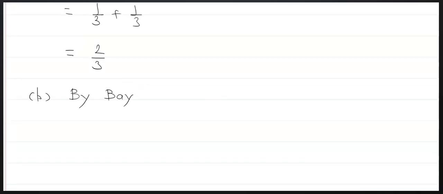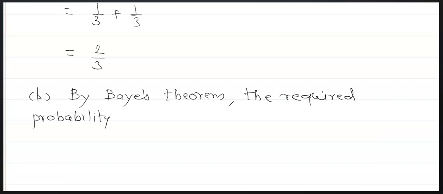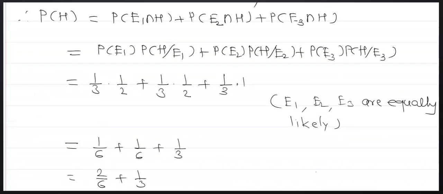Now for the second part, if it happens to be head, what is the probability that it is the 2-headed coin? Therefore again by the Bayes theorem we will take the 2-headed coin.